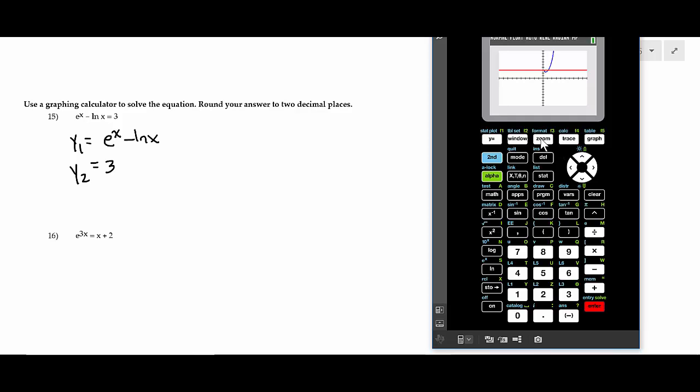Have I ever showed you how to do zoom box? If not, it's a nice feature to learn how to do. So what you do, if you've got this graph, you can press zoom, and then you can do zoom box. And what you do is you try to draw a little rectangle around the area that you're interested in. So I'm going to get my cursor up there and draw a little rectangle around there and zoom in, okay? Because I'm interested how many places this intersects. It may intersect once, it may intersect twice.